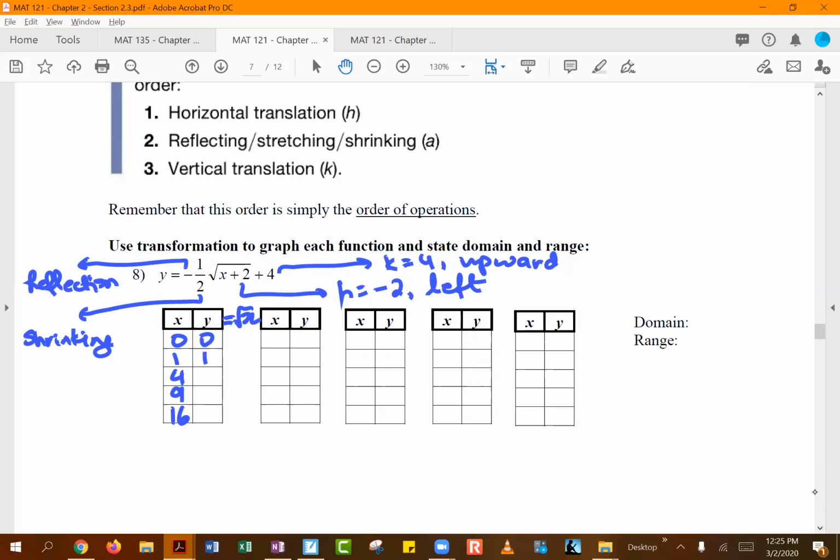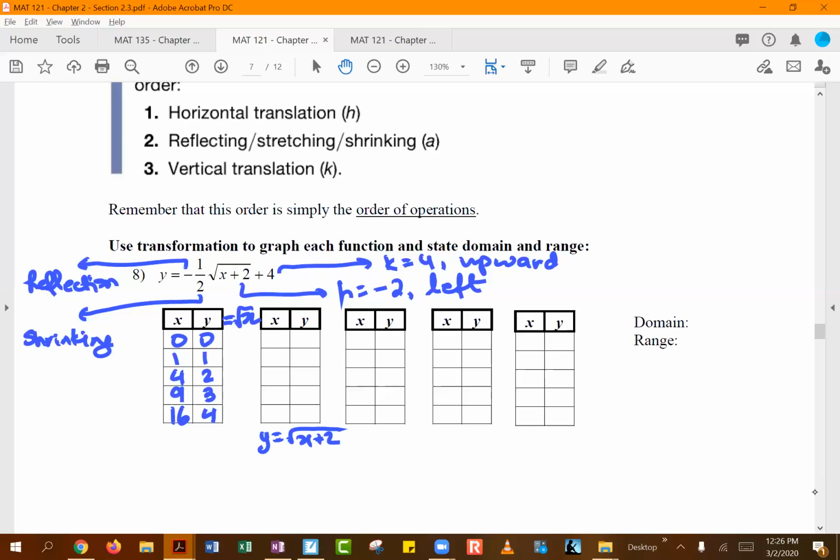So 0, 1, 2, 3, and 4, which we won't really be able to use that last table. Okay, so order of transformations. You first start with horizontal translation, right? Since I don't have room to write it here, I'm going to write my y value down here. Horizontal translation is going to be square root of x plus 2, right? This 2 makes our graph move to the left.